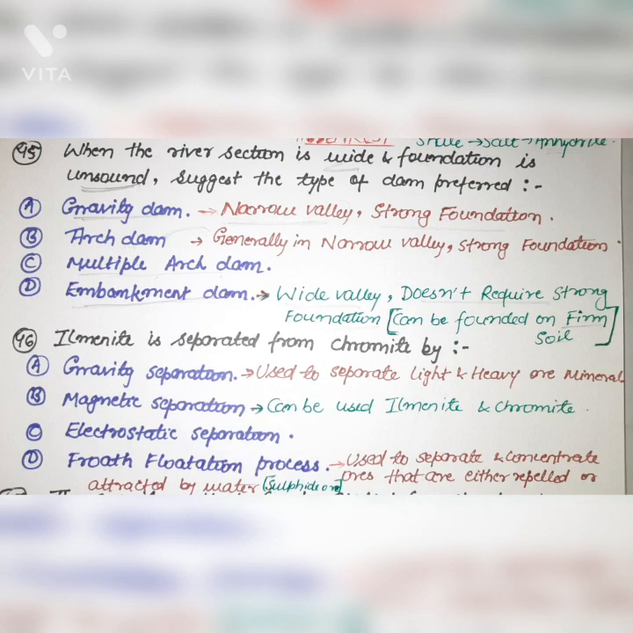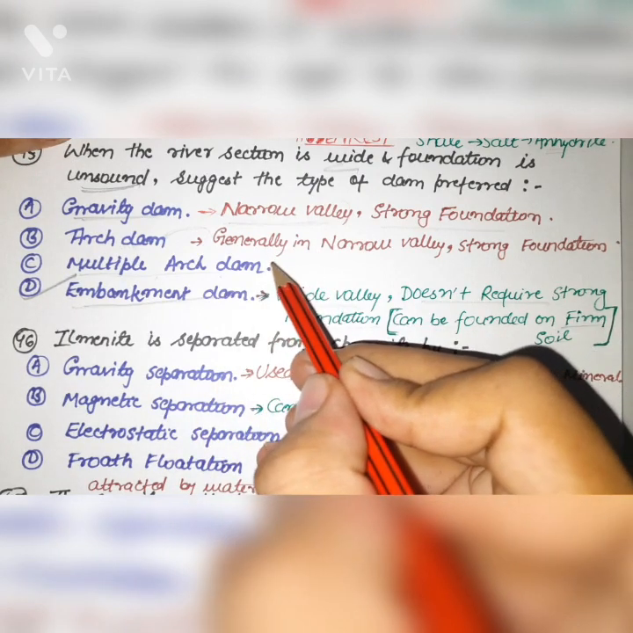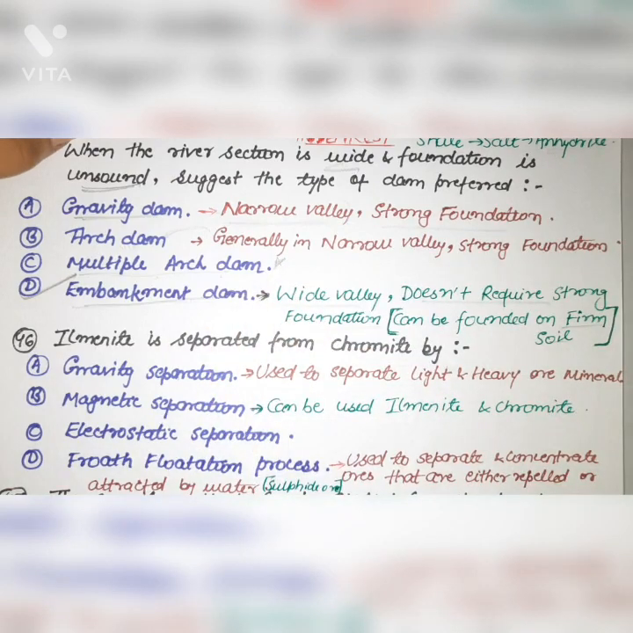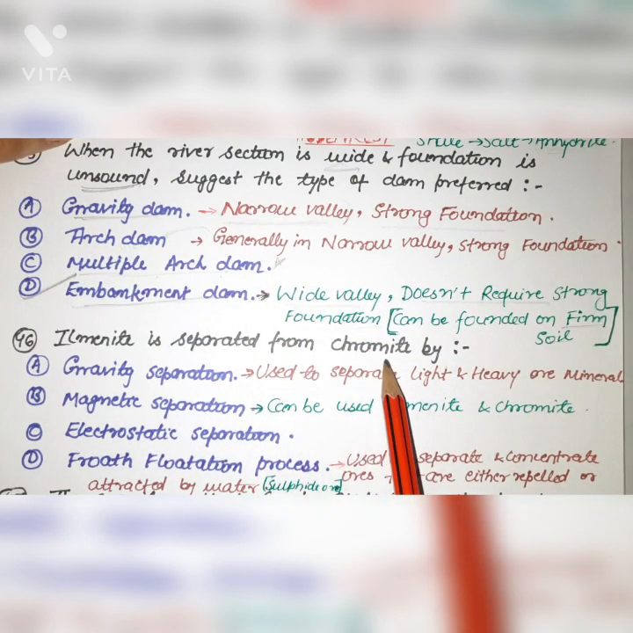So the correct dam which should be prepared is embankment dam. But let me know in the comment section if you have any reference or any idea about multiple arch dam, please. Next question is, ilmenite is separated from chromite by.